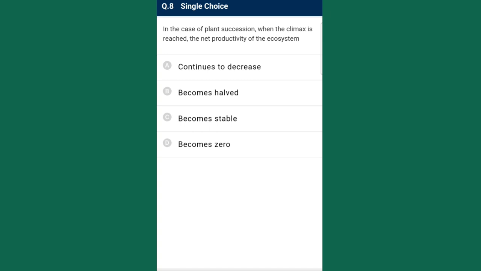Question number 8. In the case of plant succession, when the climax is reached, the net productivity of the ecosystem is. In the early stages of plant succession, photosynthesis is more than respiration. In the climax stage, huge respiration of living biomass occurs and photosynthesis is equal to respiration. Productivity becomes stable. The climax stage is reached in plant succession. So the answer is option C, become stable.